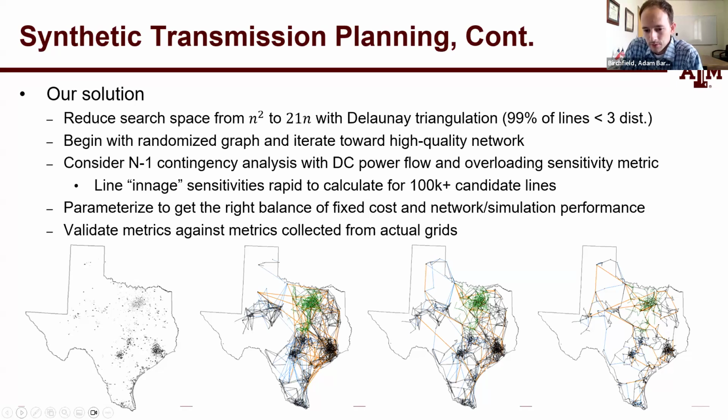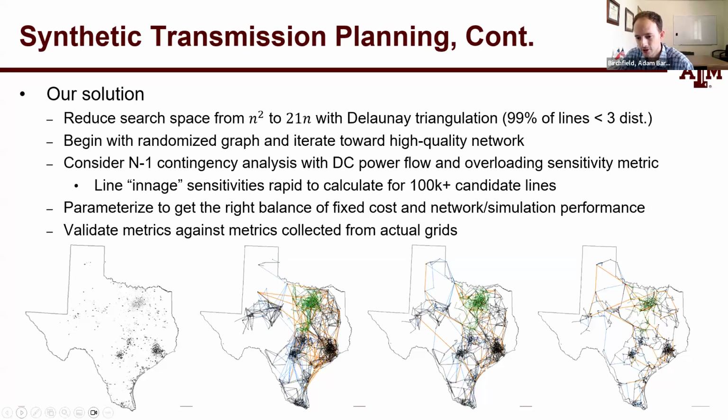And so you can eliminate a large number of lines that are so long or so infeasible that you would never build them. And the Delaunay triangulation helps us to do that. We did some studies on some real grids, and we found that 99% of lines, it's actually 99% plus, and that also excludes some that are in there from bad data, can be found on this reduced search space. We begin with a randomized graph. You can see that on the second plot from the left at the bottom there. Obviously, that's not a very realistic electric grid.